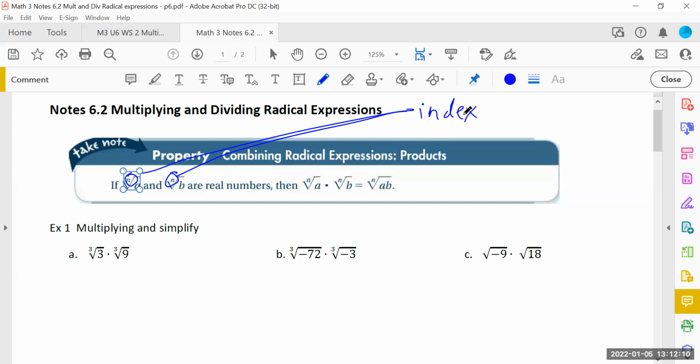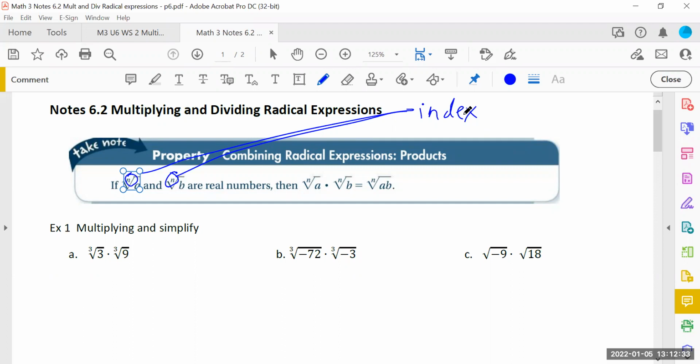And that just means, are they both square roots? Are they both third roots? Are they both fourth roots? So make sure you've got that down. As long as they match, you put them together into one root and multiply the insides.